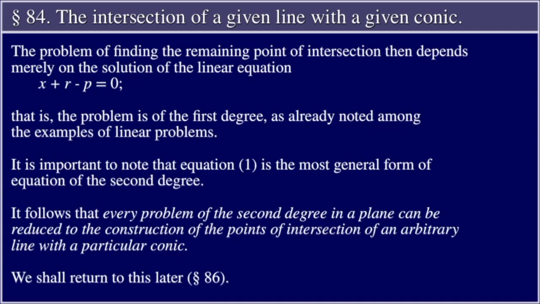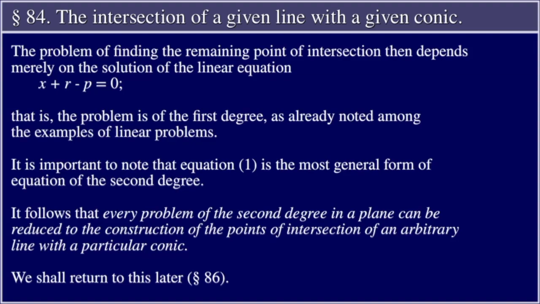The problem of finding the remaining point of intersection then depends merely on the solution of the linear equation x plus r minus p equals 0. That is, the problem is of the first degree, as already noted among the examples of linear problems.